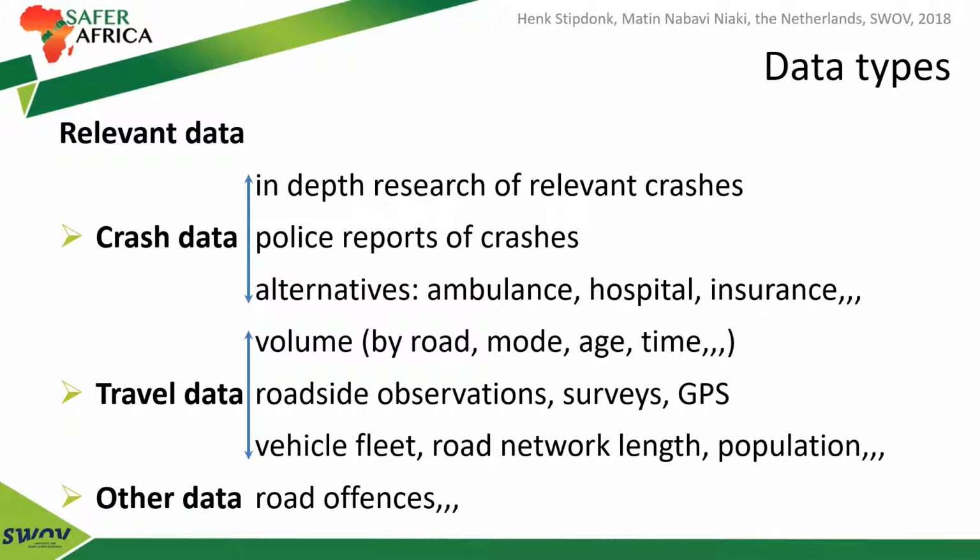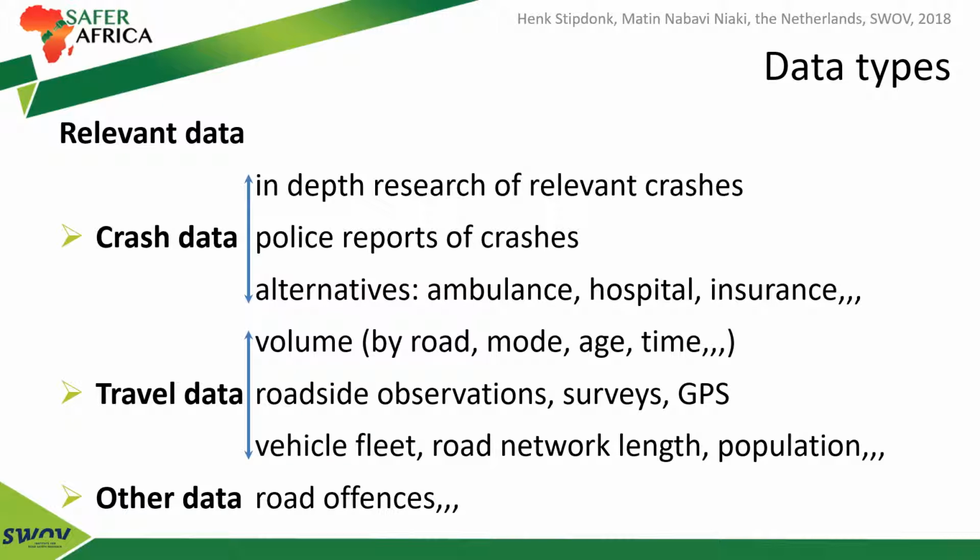To know where to go in road safety policy making, we need to know something about the actual crashes. In-depth research of typical crashes gives a picture of the variables you need to know about. Once we know about the relevant factors in a typical crash, we can set up a police report system. Police are present at the crash locations and they have authority, so they can collect the most relevant data.